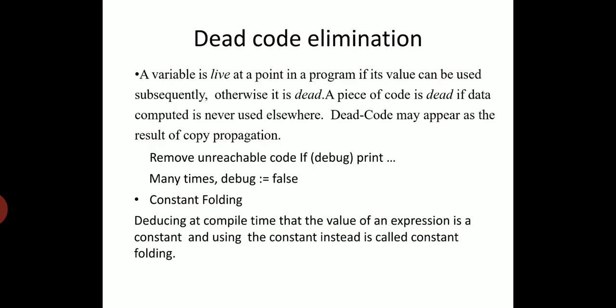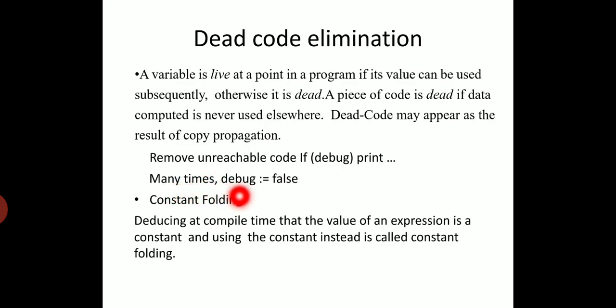Then next is dead code elimination. What is dead code? Code which is not live. A variable is live at a point in a program if its value can be used subsequently. That is the meaning of live. Otherwise it is dead. So in this case, if debug is true, then print something. Many times, or always, debug is false, so what is the need of checking it again and again? It is better to set debug equal to false. So this is an example of removing unreachable code, that is, dead code.